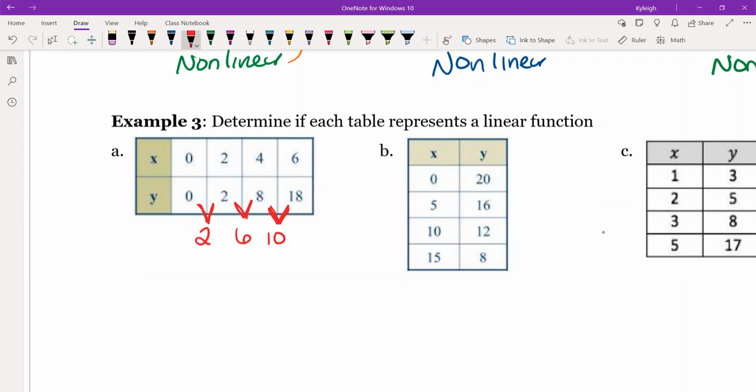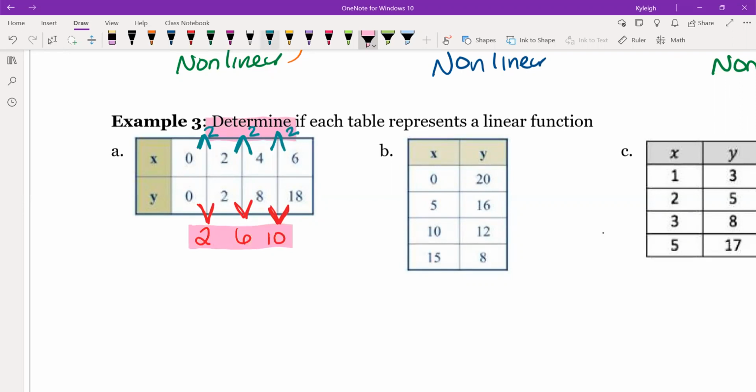Okay, so we're finding the difference of our y values, which is the top part, and then we're going to find the difference of our x values. What's the difference between 2 and 0? It's going to be 2. The difference of 4 and 2 is 2. And the difference of 6 and 4 is 2. So if this was going to be a linear function, these would all have to be the same, which they are. And these would all have to be the same, which they're not.